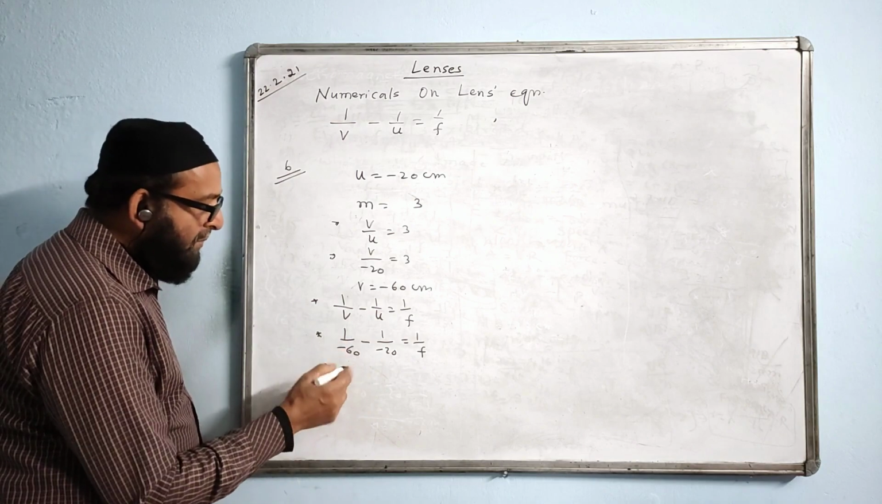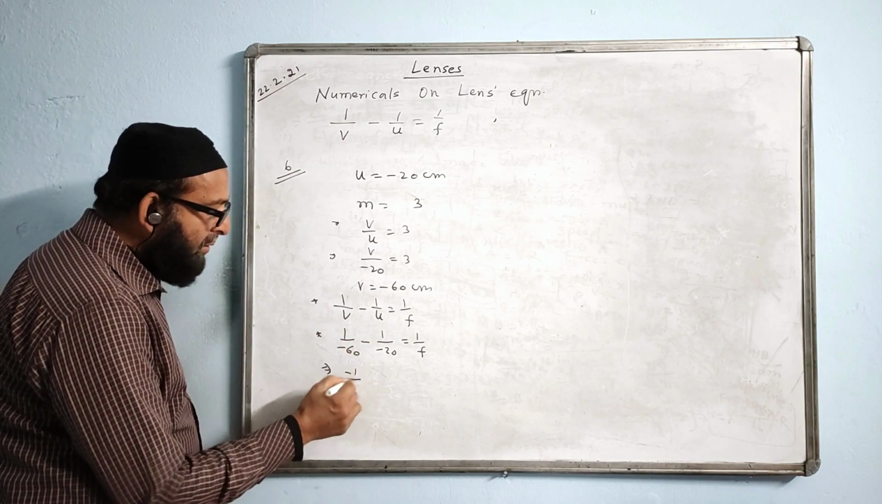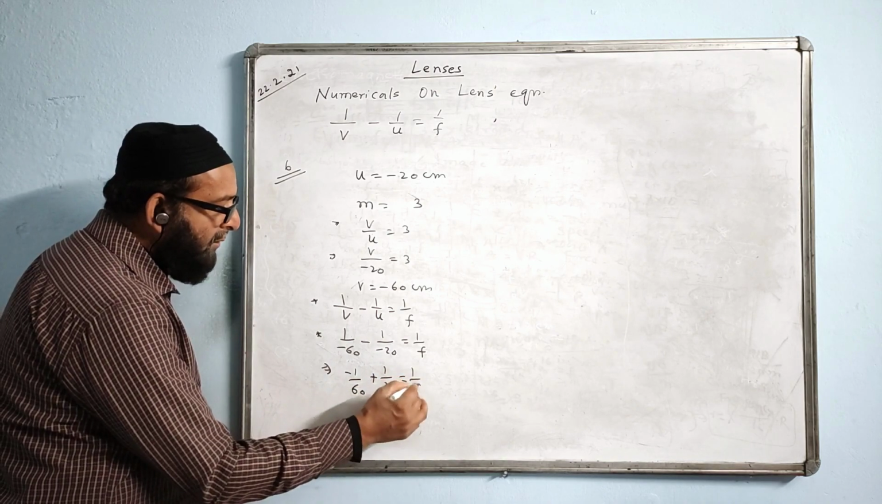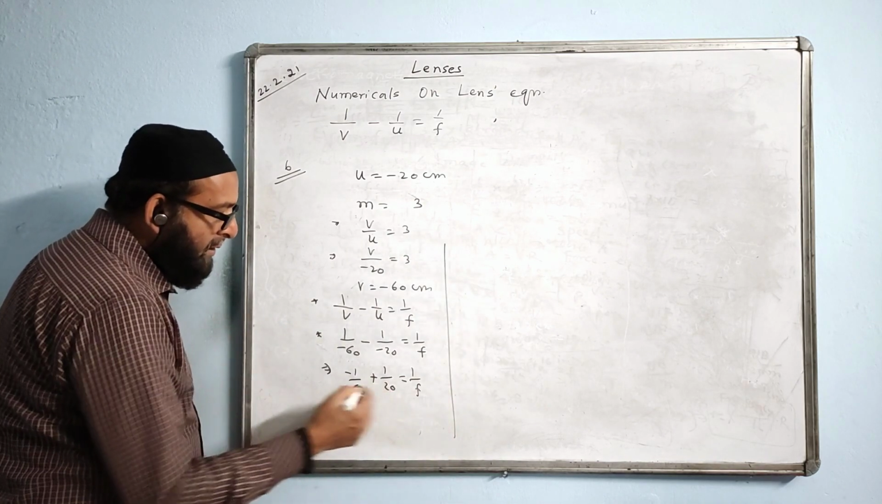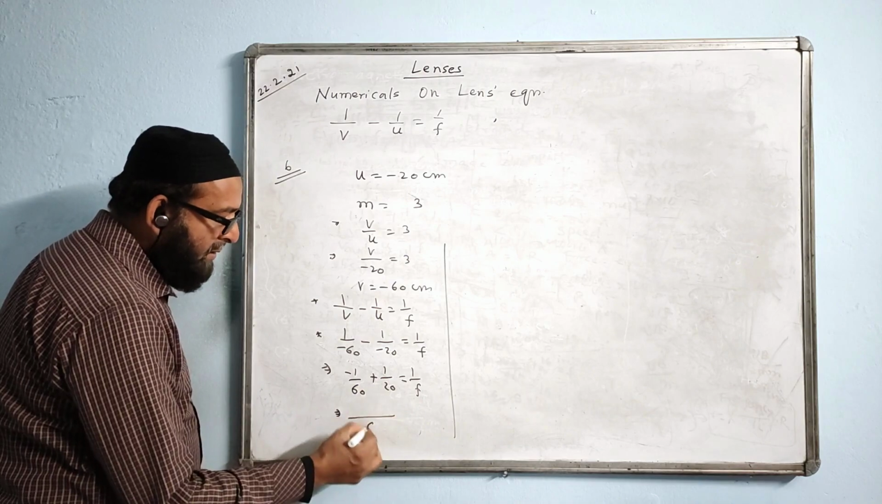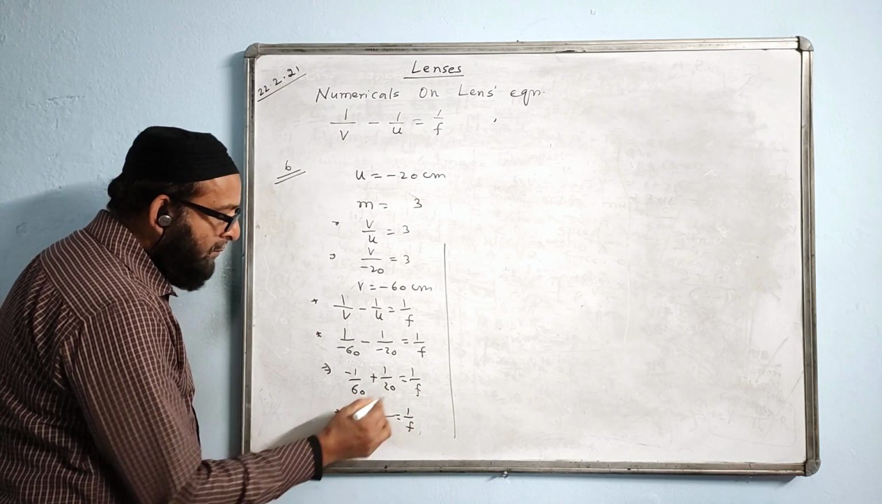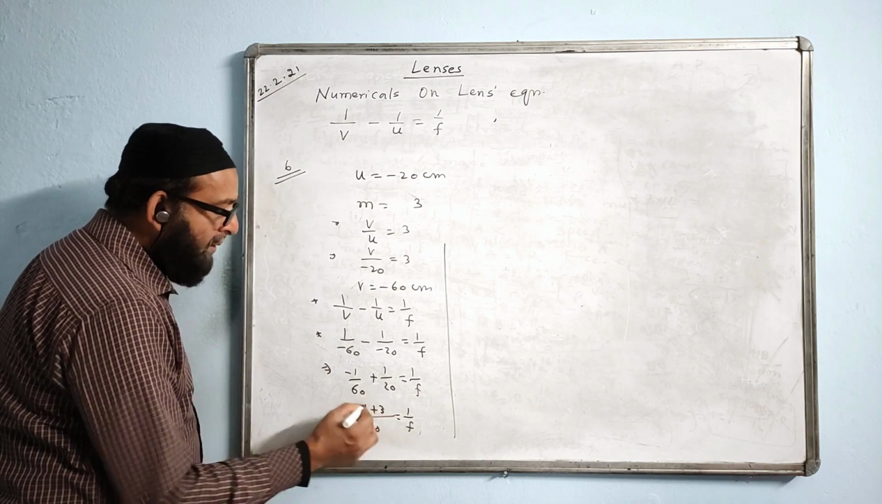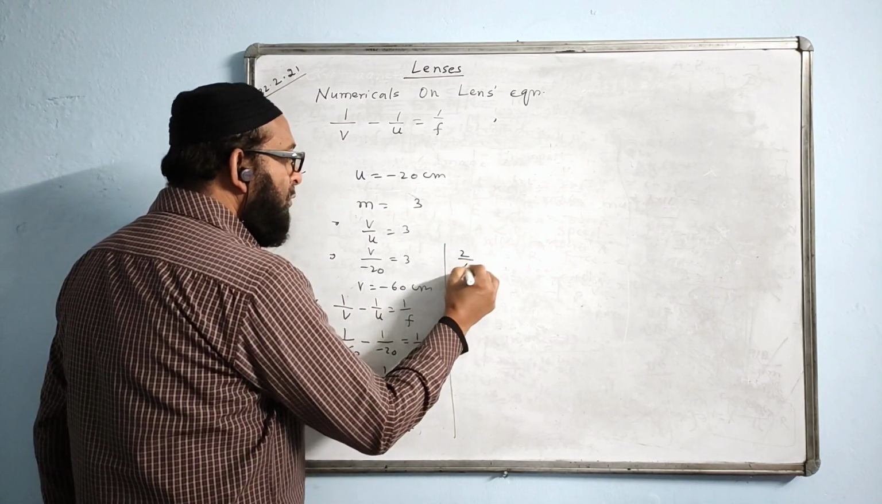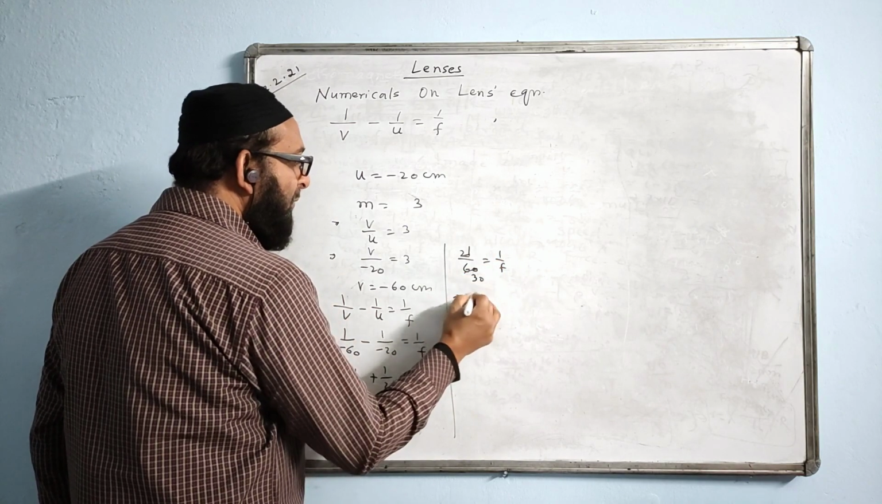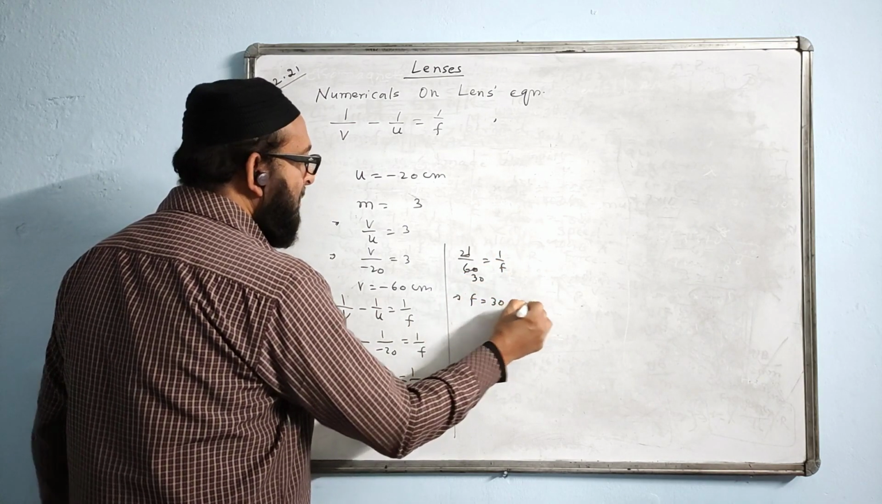Okay, now we simplify it. Minus and we shift up here. You get minus 1 by 60 plus 1 by 20 is equal to 1 by f. Take LCM. LCM is 60. This will come minus 1. 20 into 3 will become 3. 3 minus 1 is 2 by 60 is equal to 1 by f. 2 into 30 is 60. Therefore, f value is coming 30 centimeters. This is the answer.